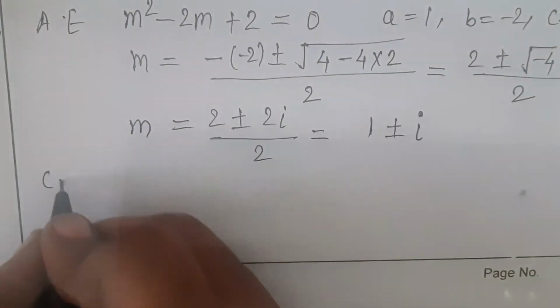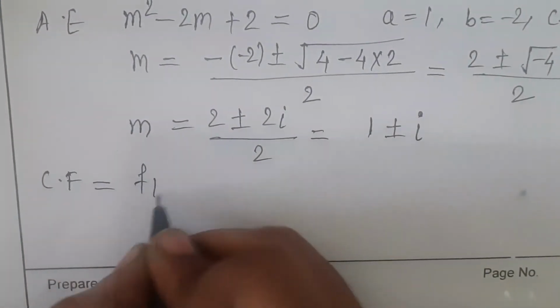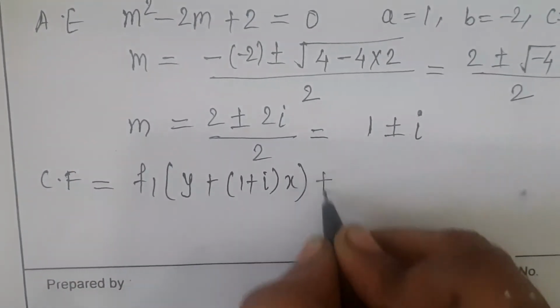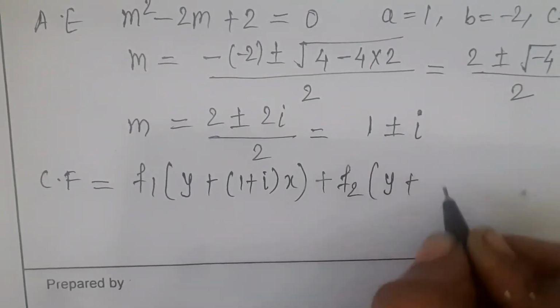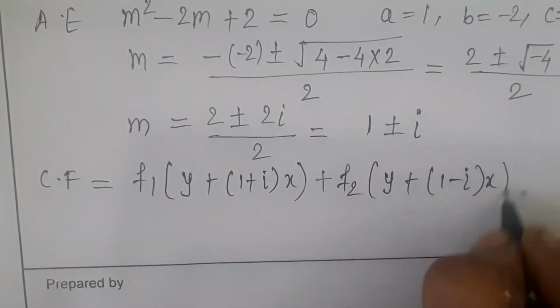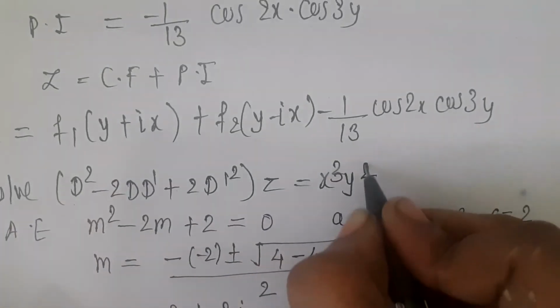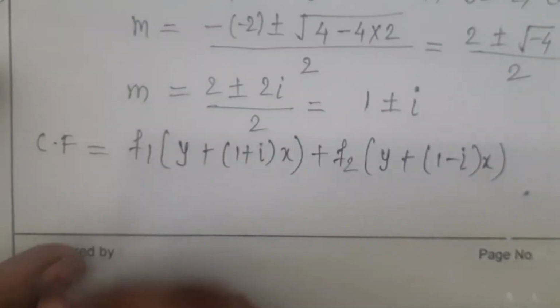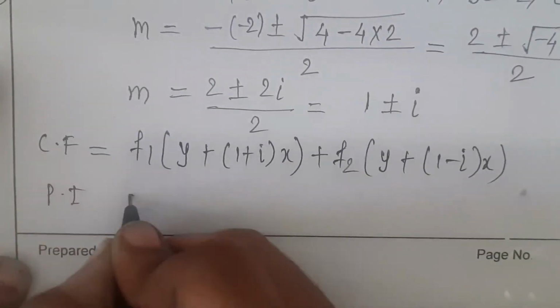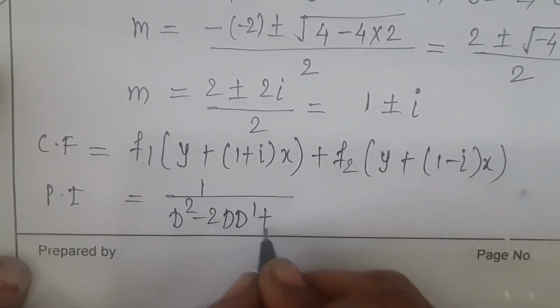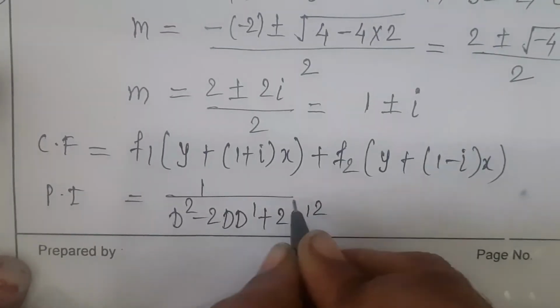So the method for writing the CF is the same. z is equal to f1 of y plus 1 plus i into x plus f2 of y plus 1 minus i into x. Then write down the particular integral. This is x cube multiplied by y. Then the particular integral is 1 upon d square minus 2dd dash plus 2d dash square multiplied by x cube into y.